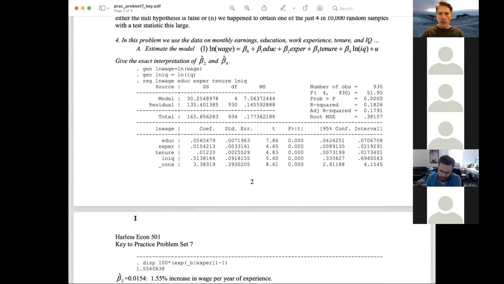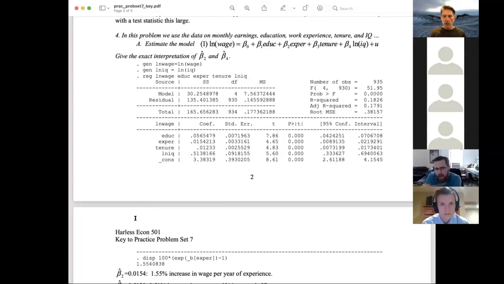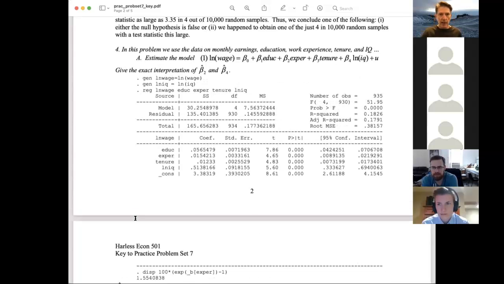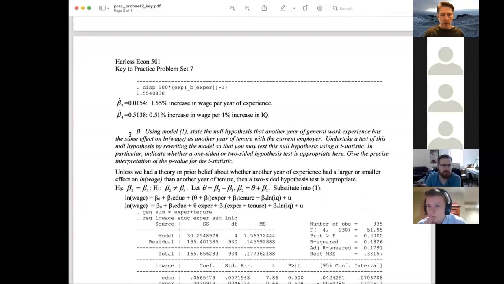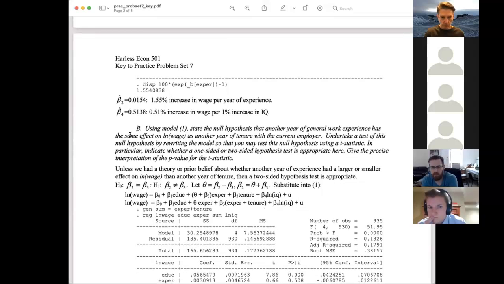And here is a question where we applied the theta method, right? And what I wanted you to do was give these precise interpretations, but then talk about the circumstance where we thought the effect of another year of experience was the same as another year of tenure. And so it's a test involving 2 parameters. And so we're going to apply the theta method, right?